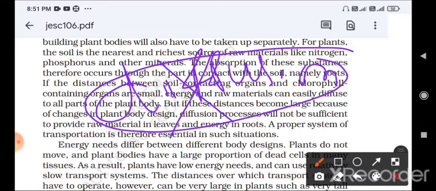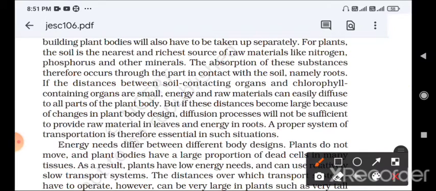At that time the plant has a serious problem: how are these raw materials transported to the higher parts of the plant? Which system is used, or what type of system is adopted, we have to discuss here. A proper system of transportation is therefore essential in such situations. Diffusion is not a sufficient method to transfer the raw materials to the aerial parts of the plant. When the plant grows higher, this becomes a very serious problem for the plant.